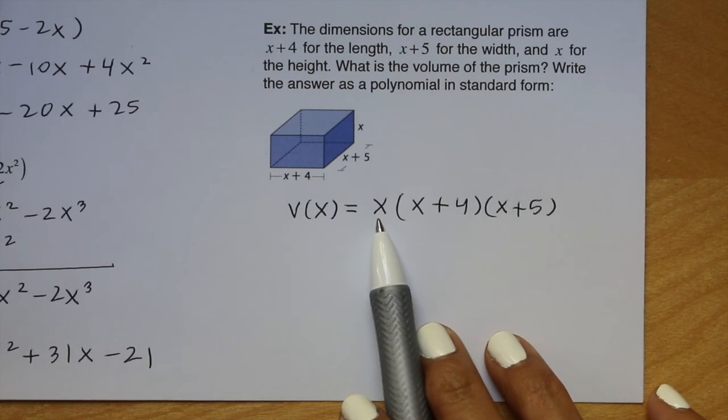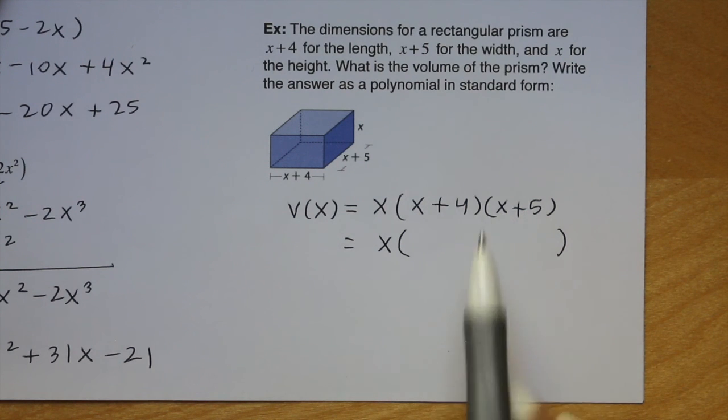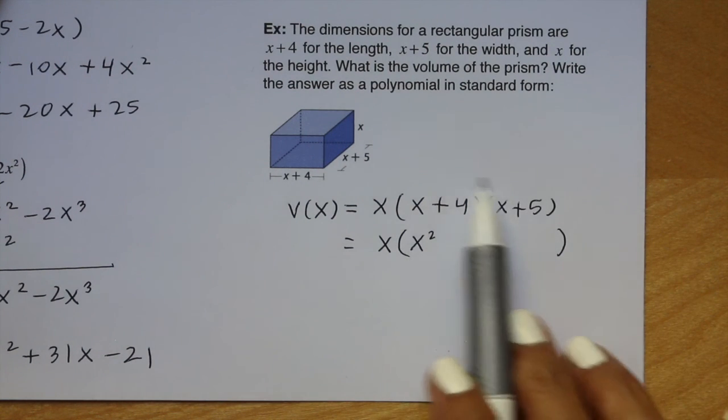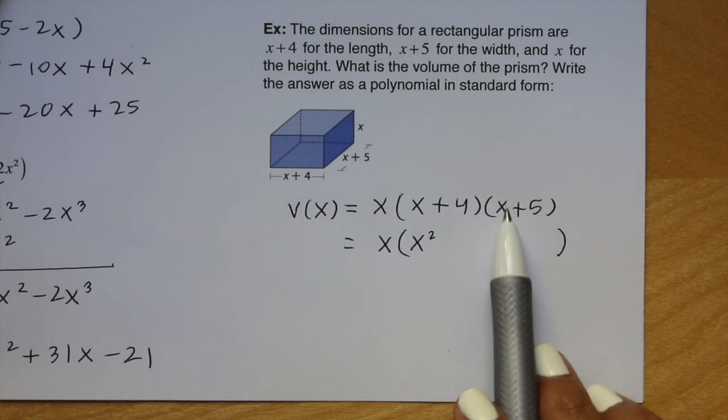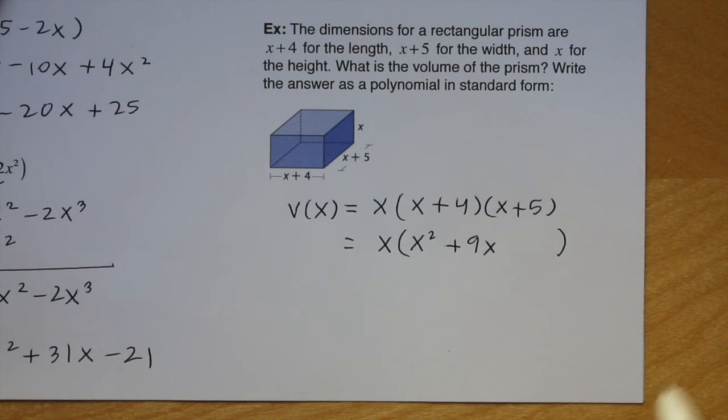I'm going to leave this x out in front for a second, and I want to FOIL these two binomials. So we have x times x makes x squared. When you multiply the outer terms, you get 5x. When you multiply the inner terms, you get 4x. So 5x plus 4x makes positive 9x. And finally, 4 times 5 makes 20.